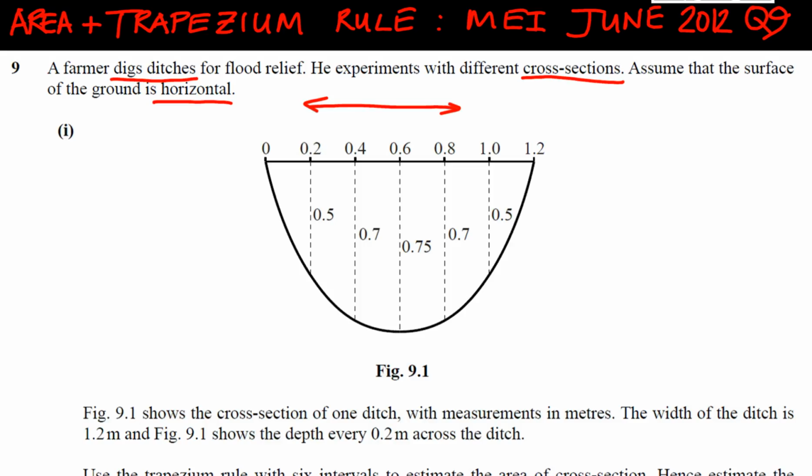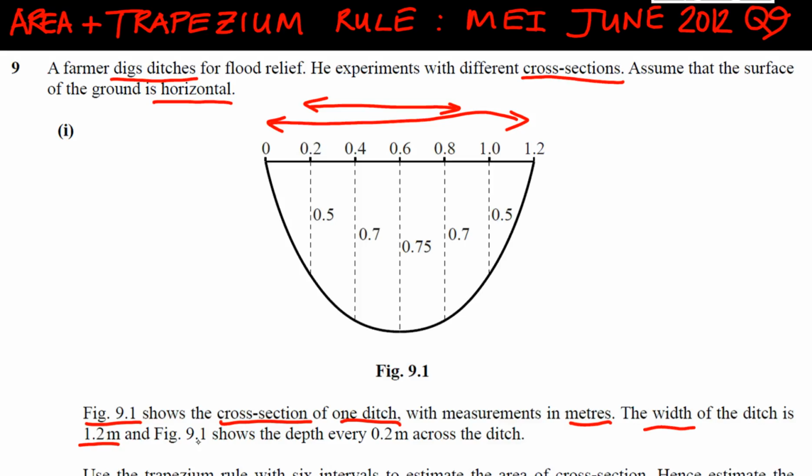So let's have a look. Figure 1, this one above, shows the cross section of one ditch. Measurements are in meters, so remember what our units are for any work we do. The width of the ditch is 1.2 meters. Well, we can see that across the top. They always very kindly show us the full width here and the numbers.